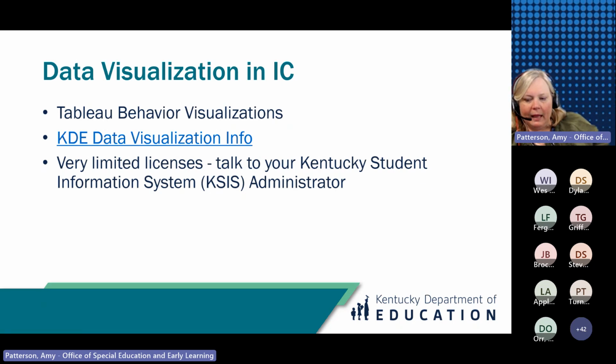The one you want to look at, the one that I recommend most, I think it's length of time removed or length of days removed. I think it's days removed. That's the one you want to look at because it'll also help you with your manifestation determination decisions. Are we getting close? How many more days can we remove this kid before we need to do one, or are we over, or whatever?